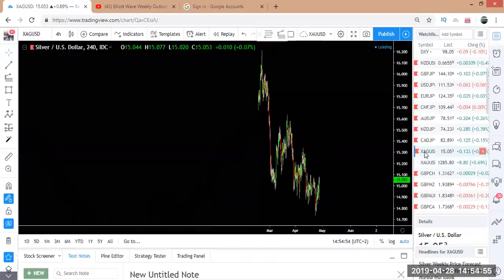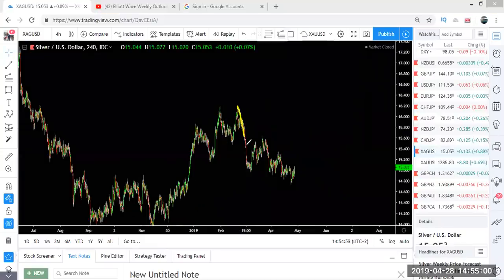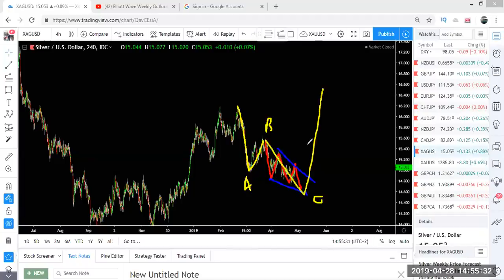Silver, same. You can see the structure is the same as gold. You've got an A, B, and a C. Okay, so you've got here a pullback in B. Now internally here, you're going to have 1, 2, 3, 4. 1 down, and then that will complete the structure. This is your diagonal. Now after that, you will expect that this will be your last move, and then a push higher.